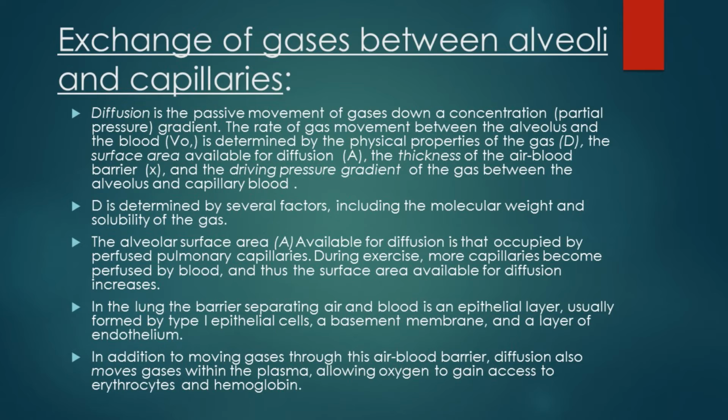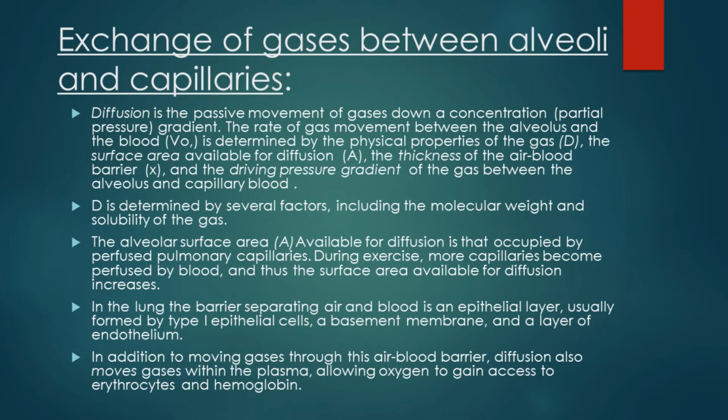So the rate of movement of gases between the alveolus and blood is guided by four factors: the physical properties of the gas, the surface area available for diffusion, the thickness of the air-blood barrier, and last, the driving pressure gradient of the gas between the alveolus and capillary blood. Physical properties of the gas include its molecular weight and the solubility of the gas.